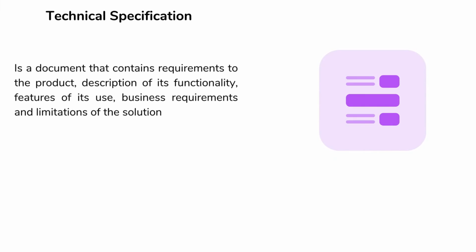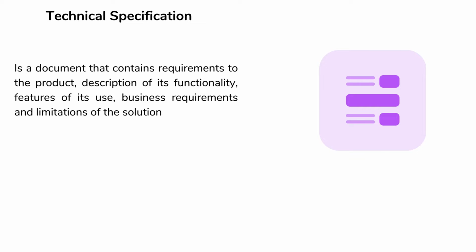Technical specification is a document that contains requirements for the product, description of its functionality, features of its use, business requirements, and limitations of the solution. Technical specification will also include a section on the testing process and security requirements.